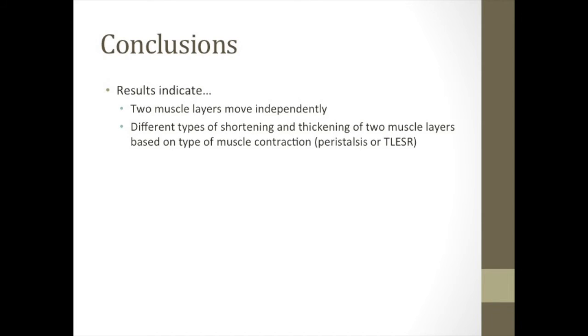So, in conclusion, these results indicate that the two muscle layers that make up the esophagus actually move independently of each other, and that there are different types of shortening and thickening of the two muscle layers based on the two different types of muscle contractions. In essence, these muscle layers are not anchored on top of each other, and yet they slide over each other.